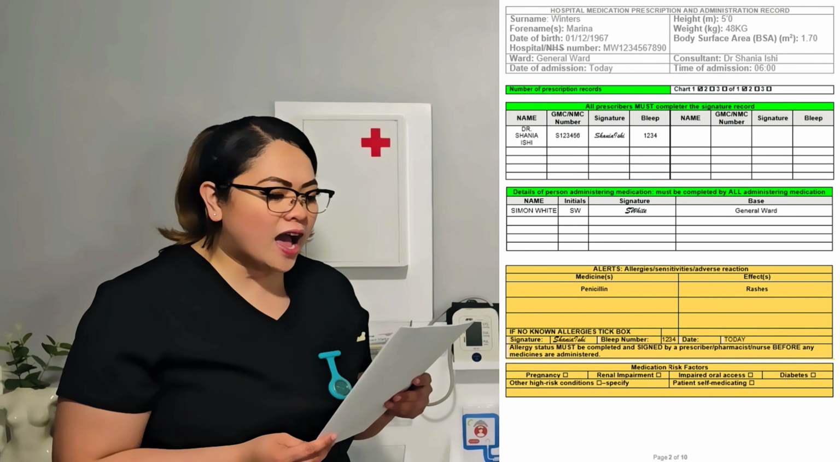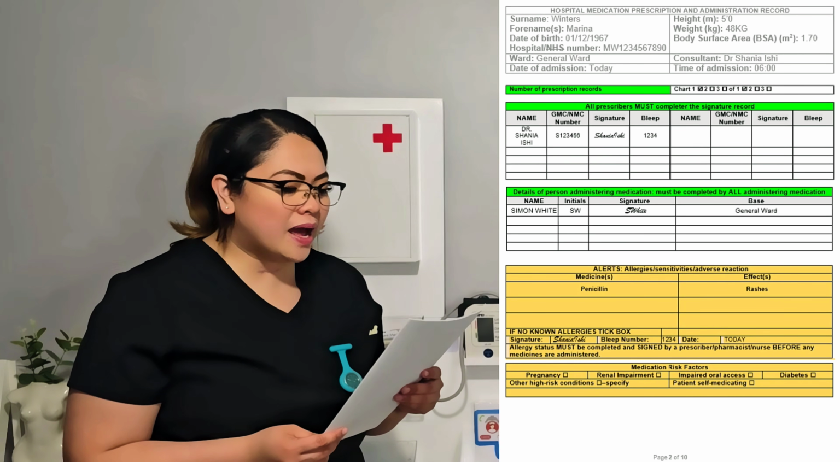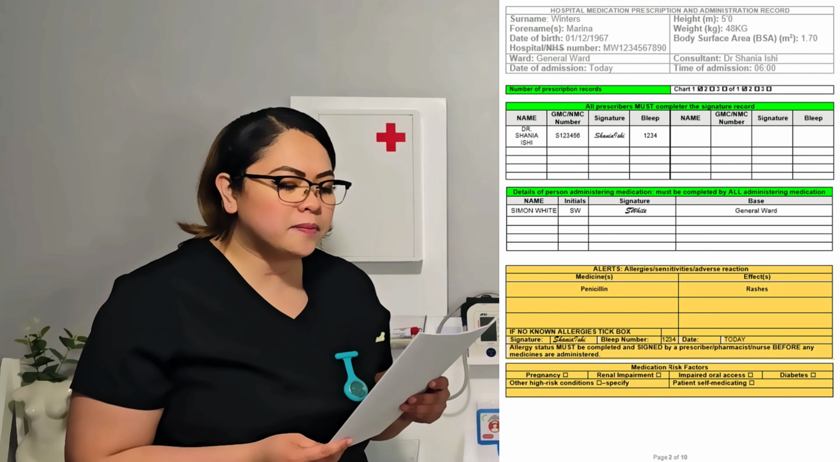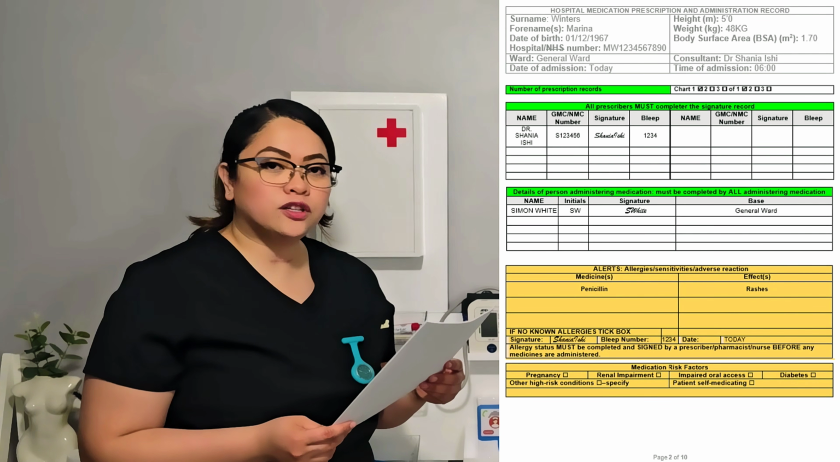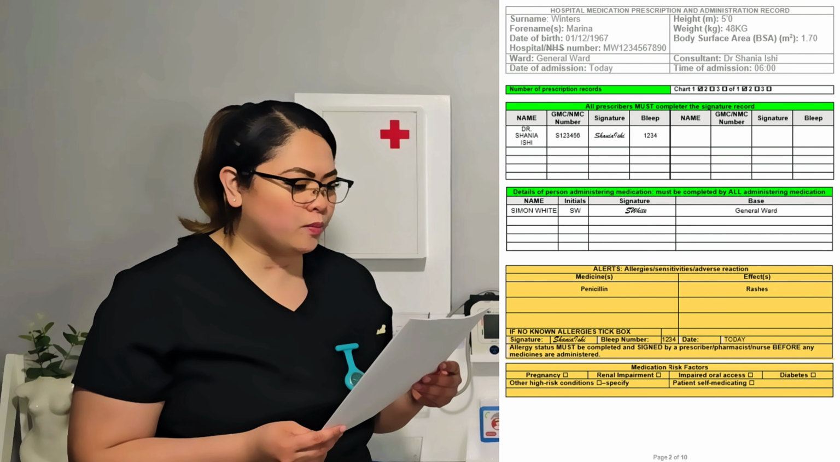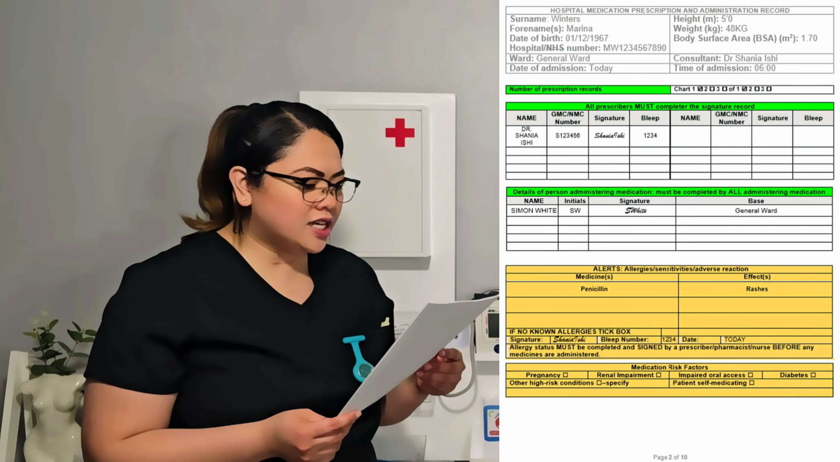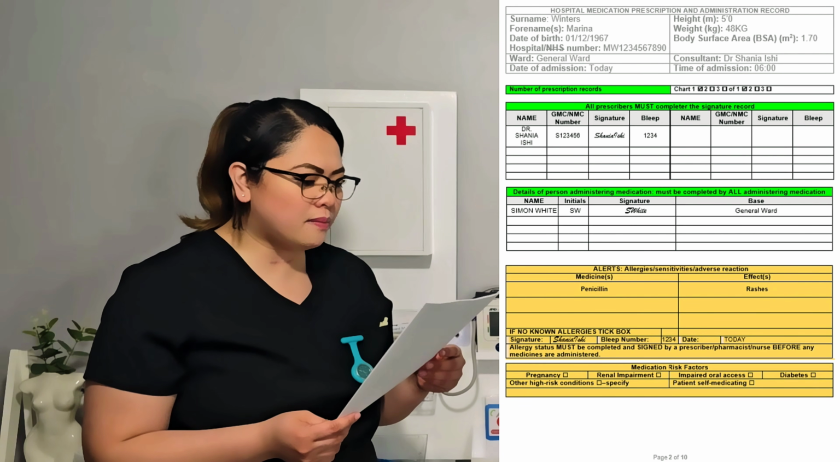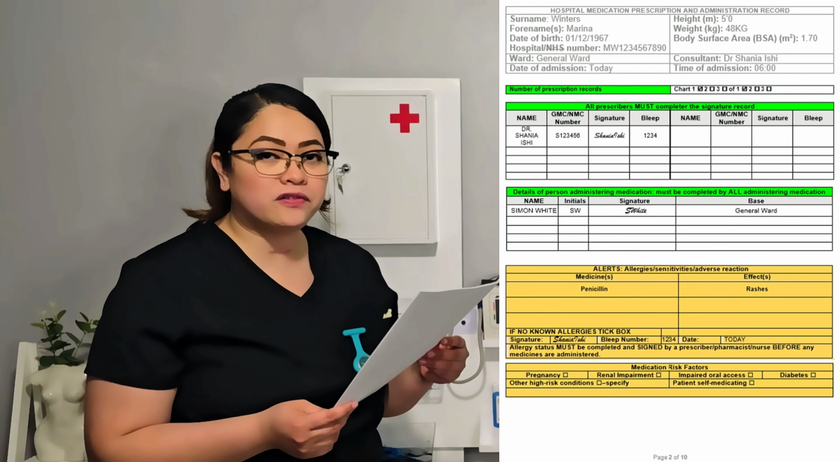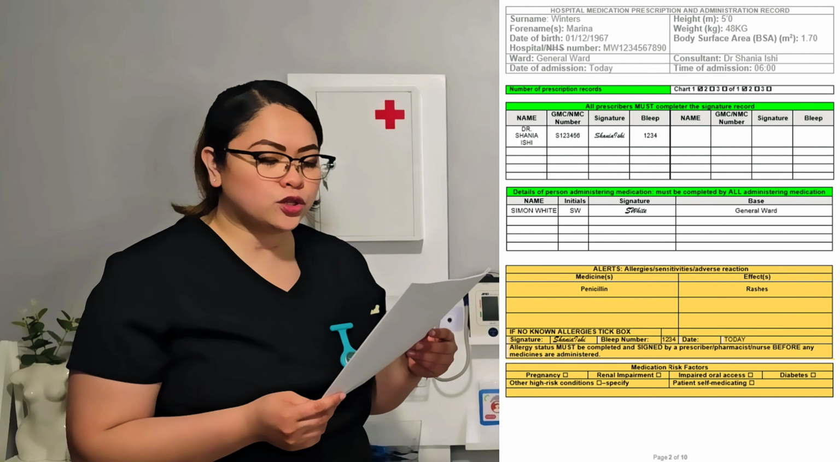The height is 5 meters. The weight is 48 kilograms. Body surface area is 1.70 meters squared. Consultant is Dr. Shanai Ishii. Time of admission is 6 in the morning. So there's a prescriber's name, Dr. Shanai Ishii, with GMC NMC number S123456. Signature, Shanai Ishii is there, blip of 1234.